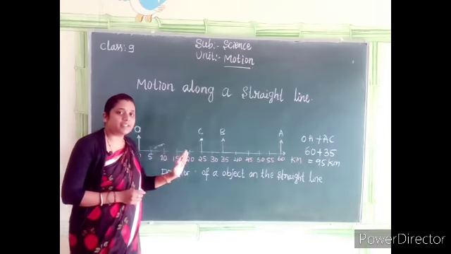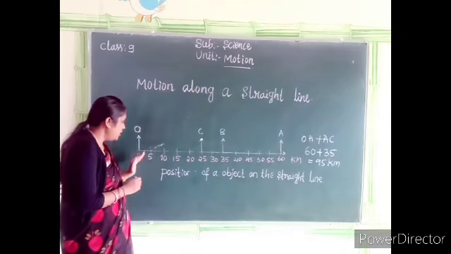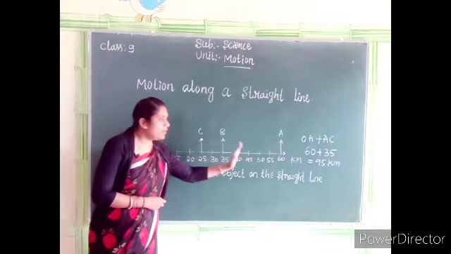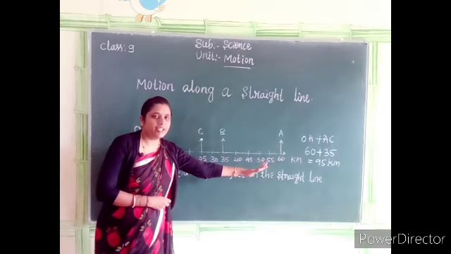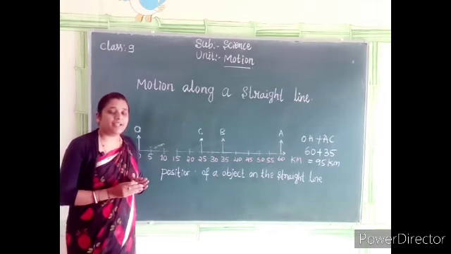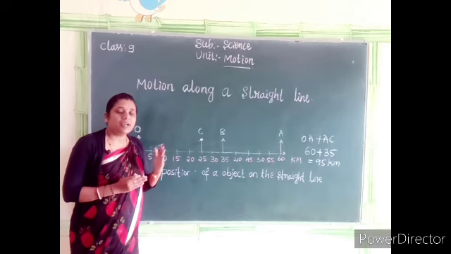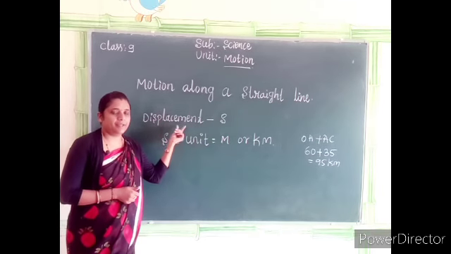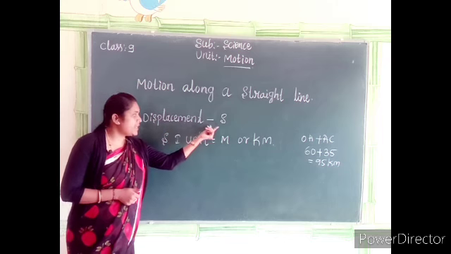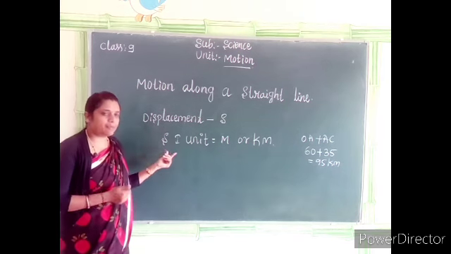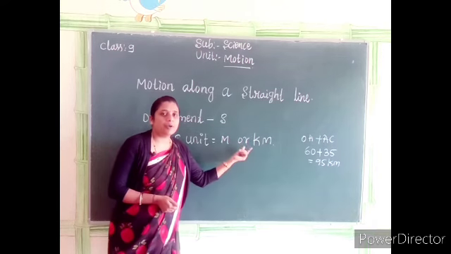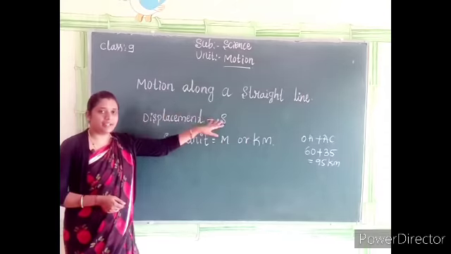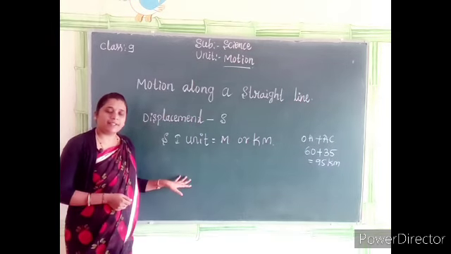The shortest distance is measured from the initial position to the final position. The shortest distance from the initial position to the final position of an object is called displacement. Displacement in Kannada is sthana pallata. The displacement is represented by the letter S. The SI unit of displacement is meter or kilometer. Okay, students, all of you understand the motion along a straight line and the concept of displacement.